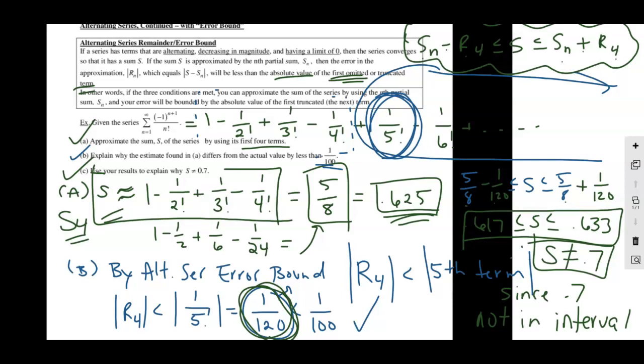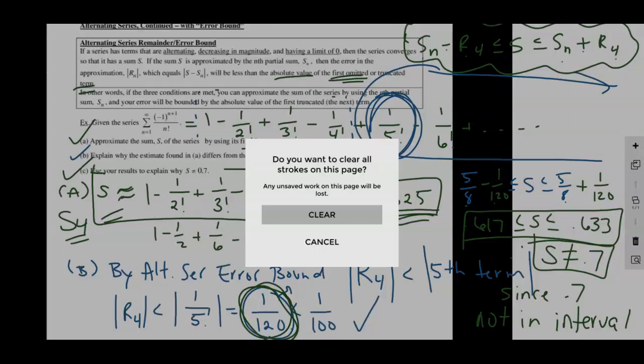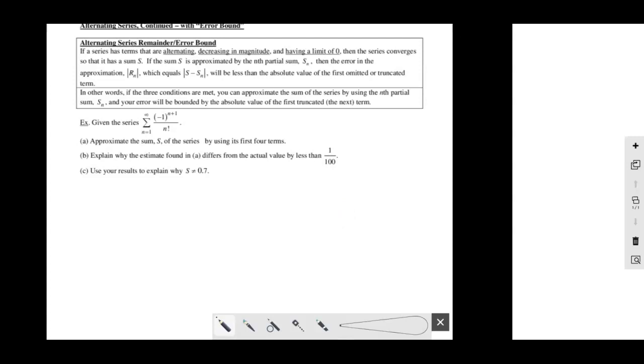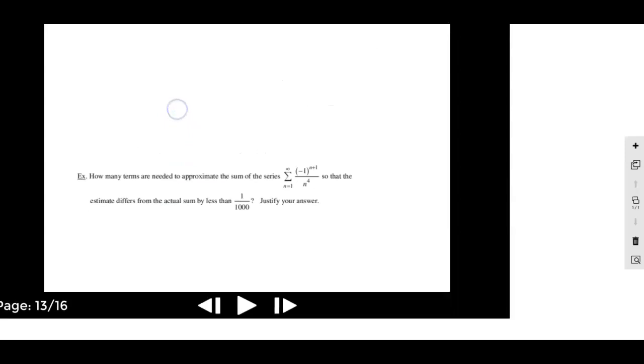It could be something like 0.62. That would work. Or it could be something like 0.63. That could work. Or it could be 0.631, right? Anything in between 617 and 633 could be the infinite summation. We don't know exactly. We could get it more accurate by doing more terms in the partial sum. But if we always take the maximum error and add it, and then subtract it from the estimation, that gives us that little window for what that true infinite summation could be.